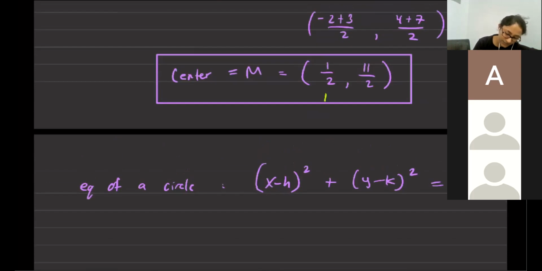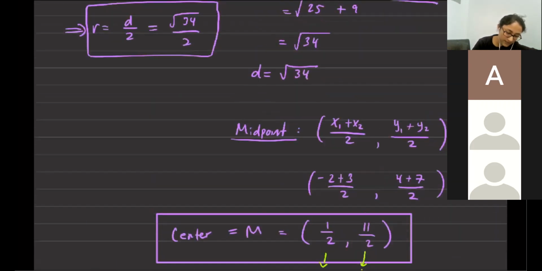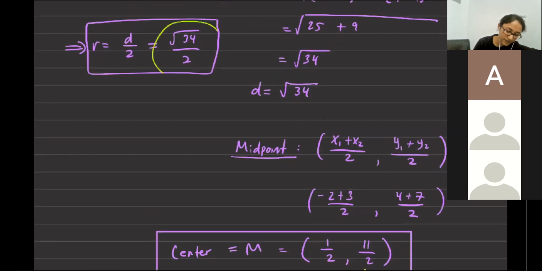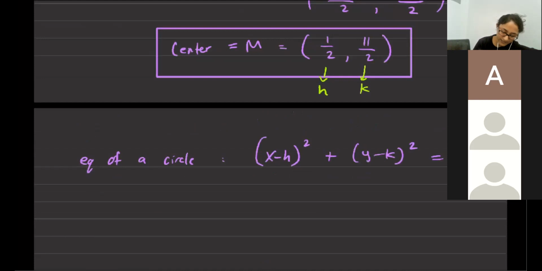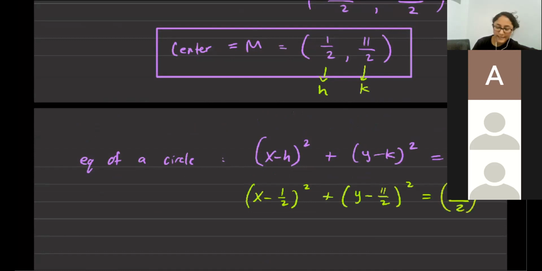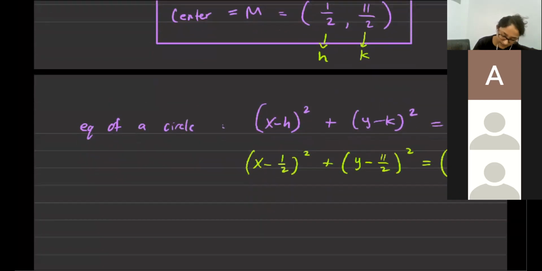So this is my h, this is my k, and r is what we found right up here, square root of 34/2. So substitute them into this formula, you have the equation. So this is x minus 1/2 squared plus y minus 11/2 squared is equal to square root of 34/2 squared. And then we try to simplify that.